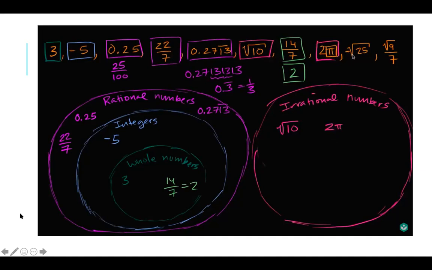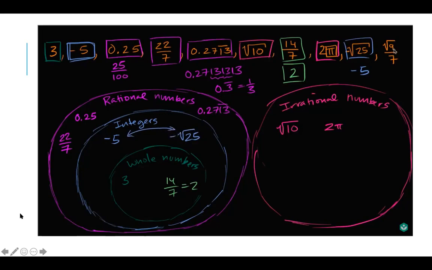Now what about the negative square root of 25? Well, 25 is a perfect square. The square root of that is just going to be 5. So this thing is going to be equivalent to -5. So this is just another representation of this right over here. It is an integer. It's not a whole number because it's negative, but it's an integer. The negative square root of 25 and this are actually the same number, just different ways of representing them.